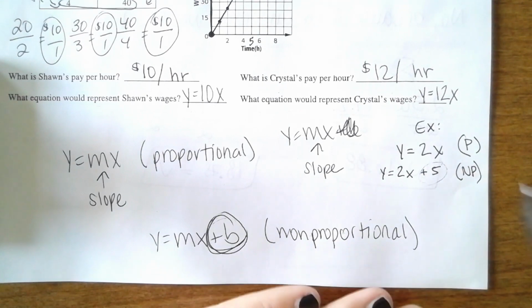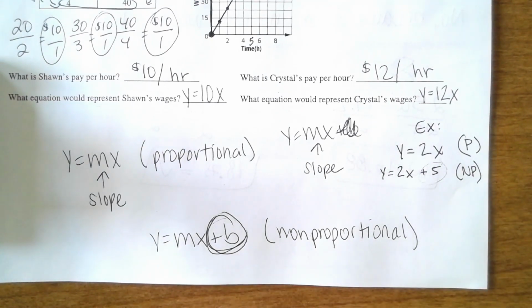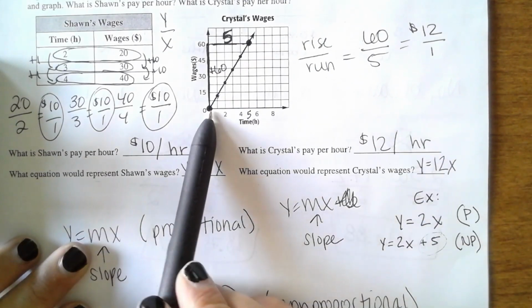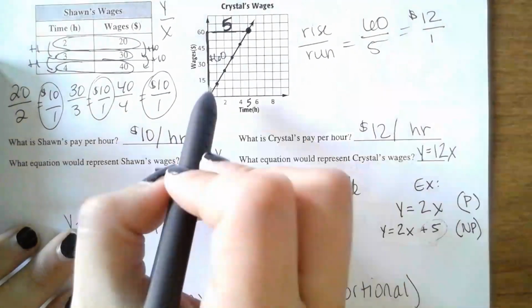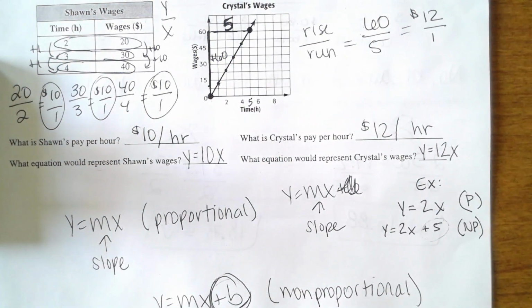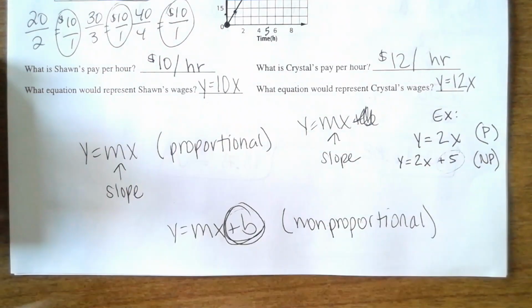Okay, so anytime you see a plus something or minus something with an equation, that is what makes it non-proportional, because it's not going to start at the origin. So if this was the plus 5, that means that at 0, 5, that's where the graph would start, okay? So make sure you have this all written down. This is a great study material for your test on Tuesday.